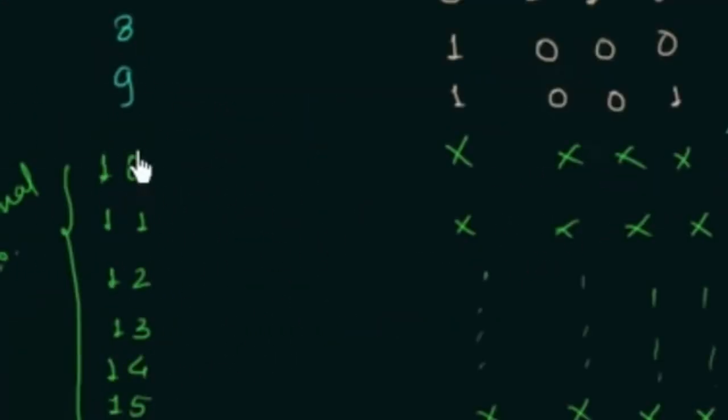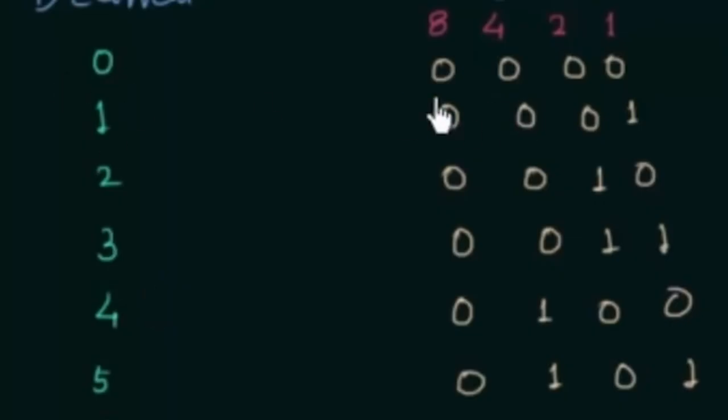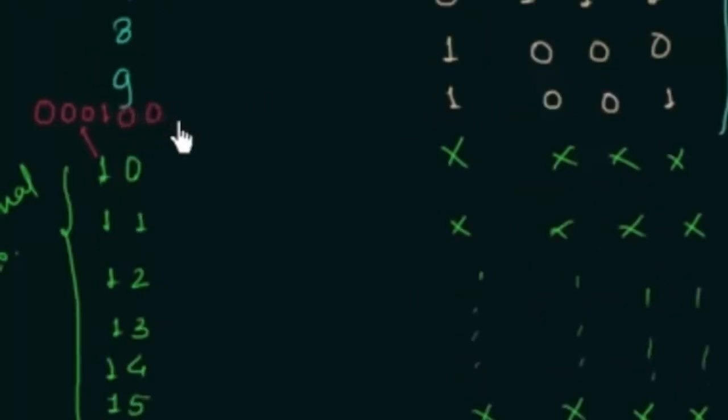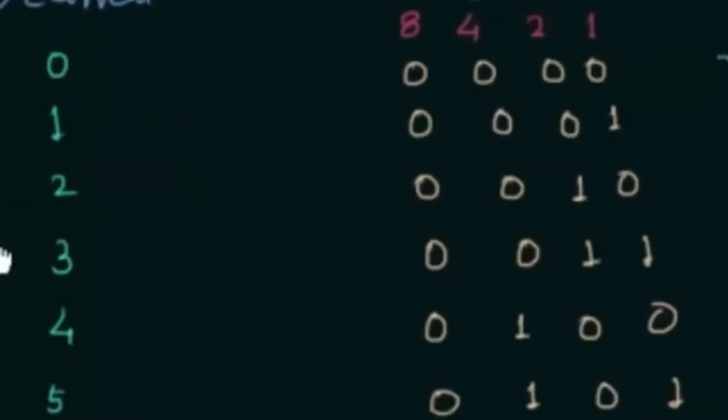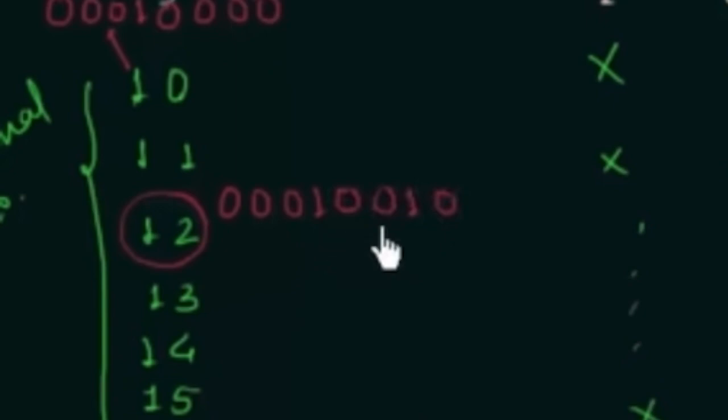For example, if you want to represent 10, first you have to represent 1, and 1 is 0, 0, 0, 1, and then you have to represent 0, and 0 is 0, 0, 0, 0. So this is the BCD representation of number 10. In the same way, if you want to represent 12, first I will represent 1. 1 is 0, 0, 0, 1, and then I will represent 2, and 2 is represented by 0, 0, 1, 0. So this is the BCD representation of 12.